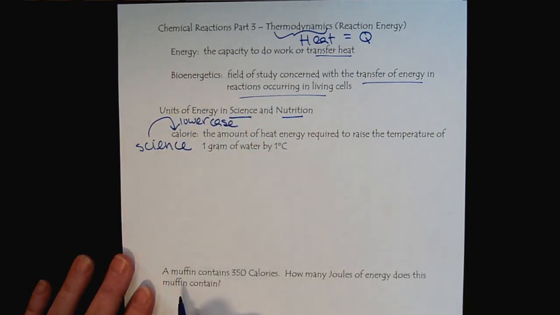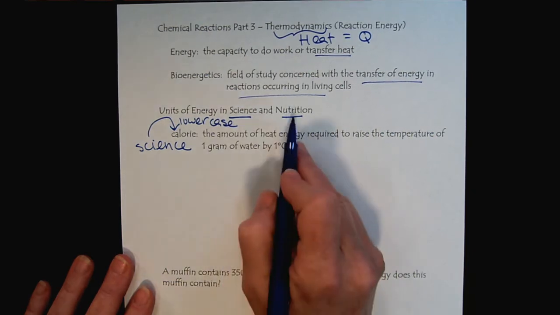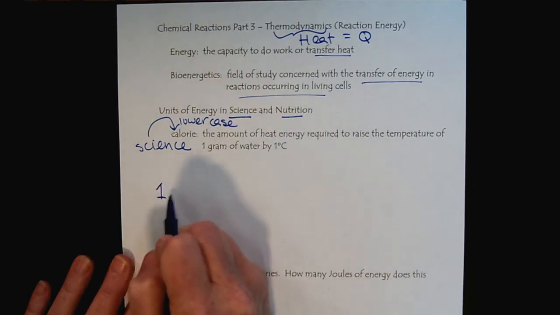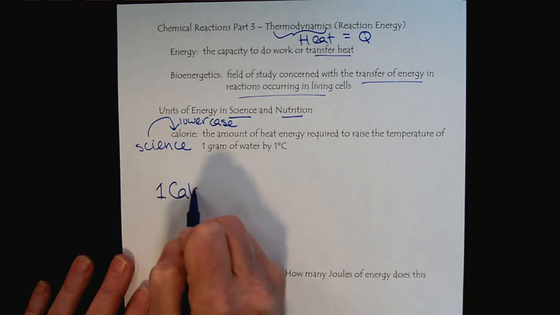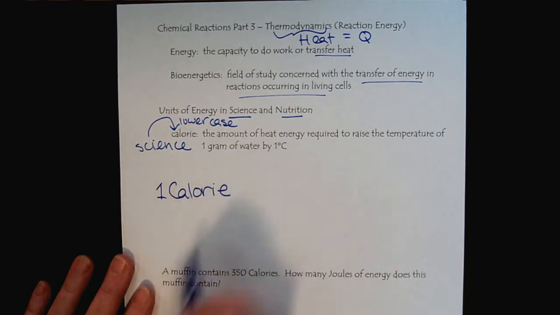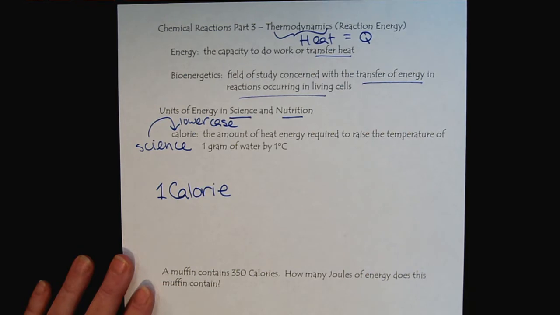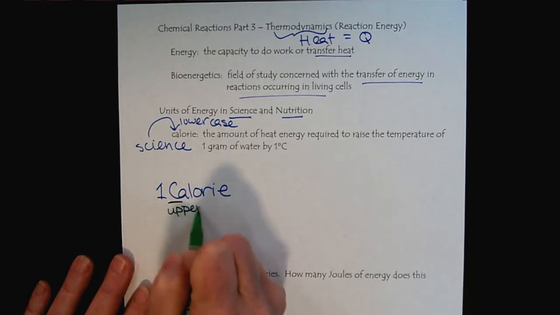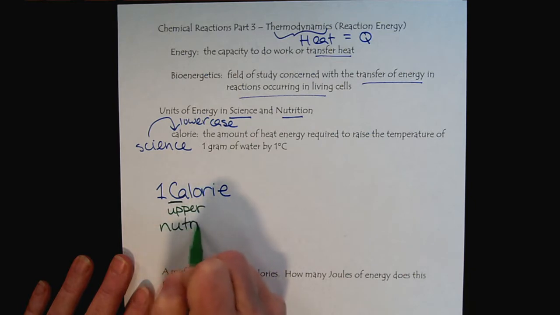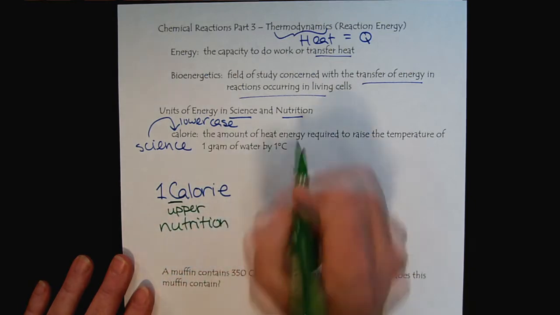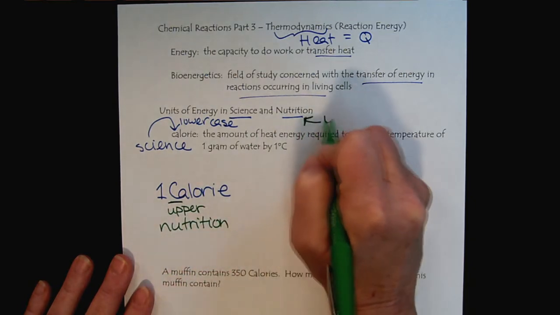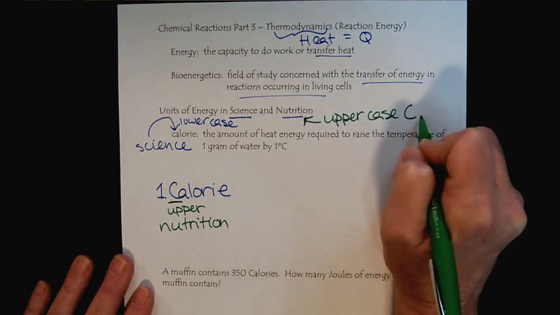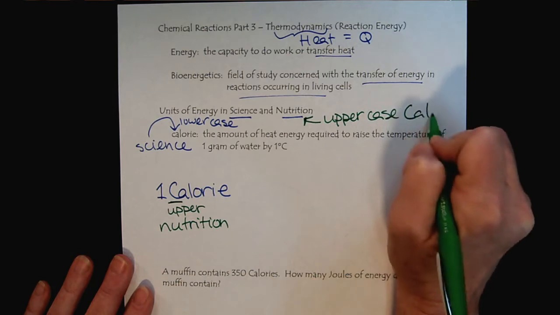Alrighty, however for food, nutrition uses an uppercase C. So if we put an uppercase C here for a calorie, then this is telling us this would be in nutrition or food. All right, so nutrition uses the uppercase Calories.